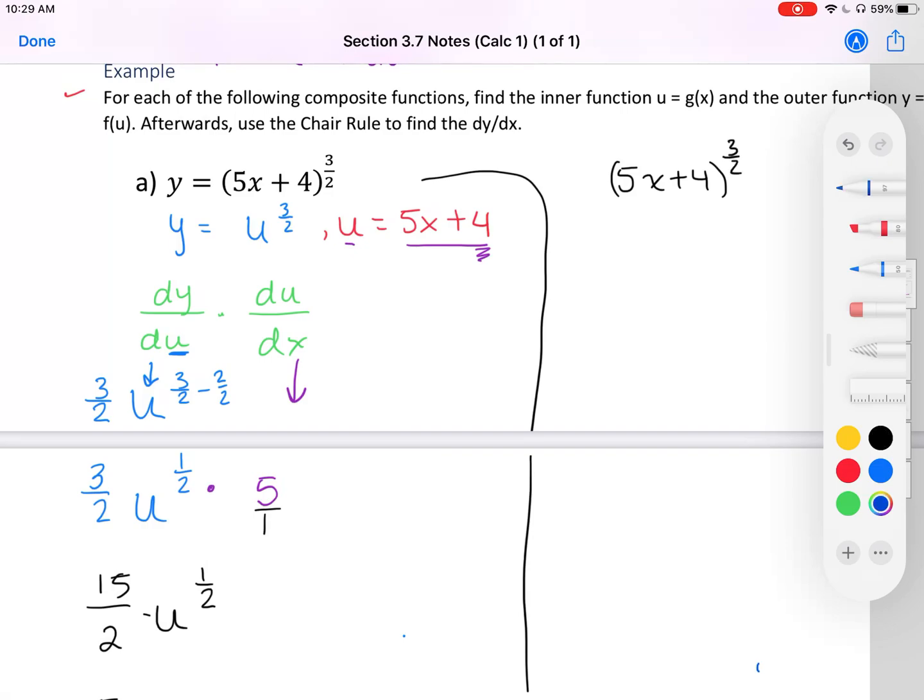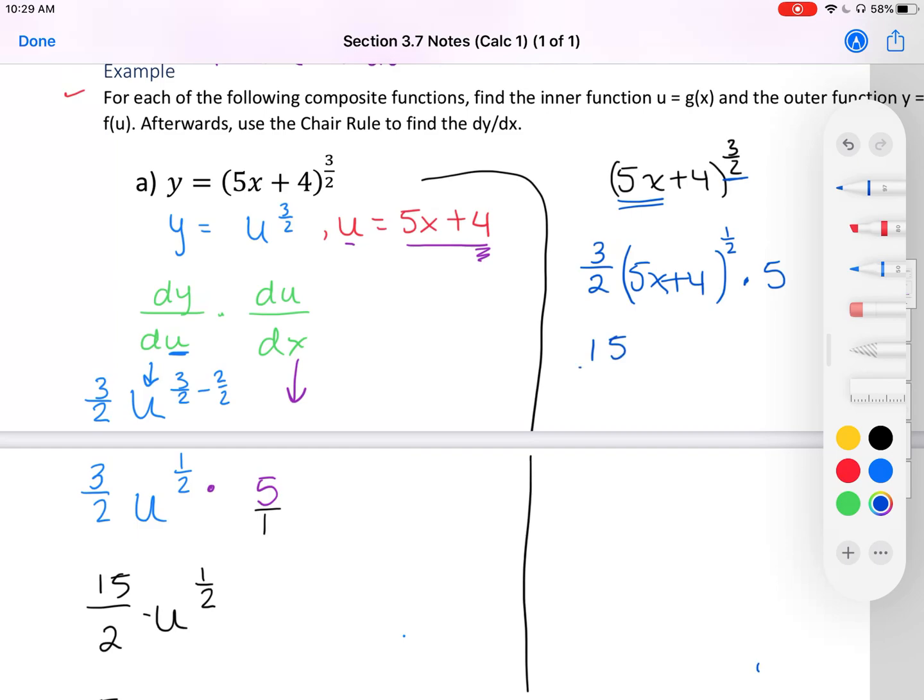Okay, well, let's take the derivative of the outside. The outside is that exponent, so I have 3/2. We write the same thing, and then we do power rule, so we subtract 1. We see that we get 1/2. Now I take the derivative of the inside, which is just that 5. The derivative of 5x is 5. And we get the same result, but you kind of do part of it in your head.